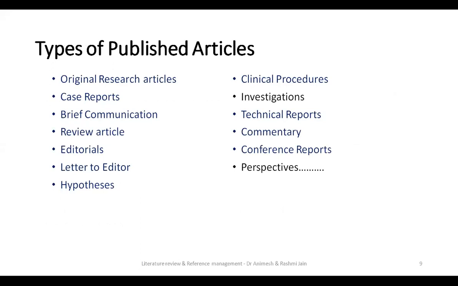Now, before we move on, what do we mean by published articles? The published articles, the ones which we are very aware of, include things like original research articles, case reports, brief communication, review articles, editorials, which may be written by a particular authority in a particular field, letters to editors, which are often written by people who are doing initial work. It's not yet a full research, they would just like to share an opinion or a thought process. Hypothesis, there are journals which only print hypothesis.